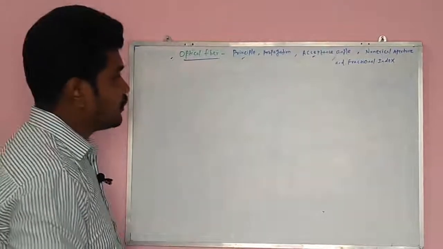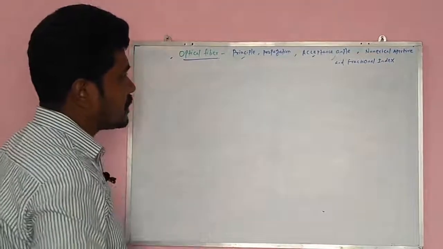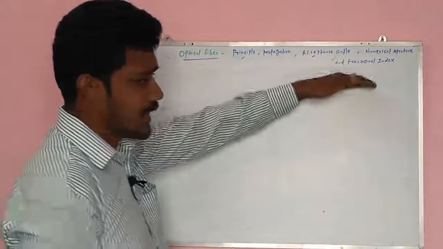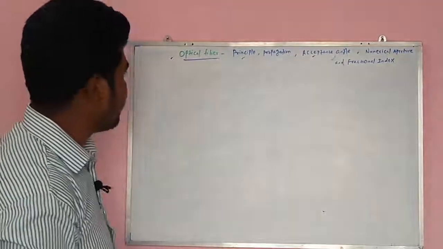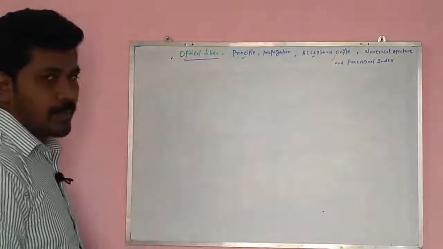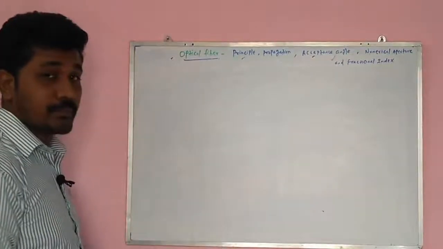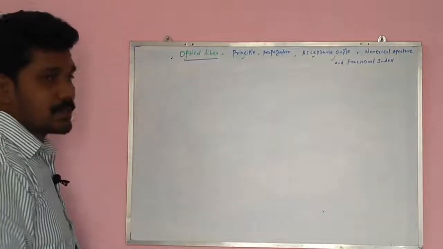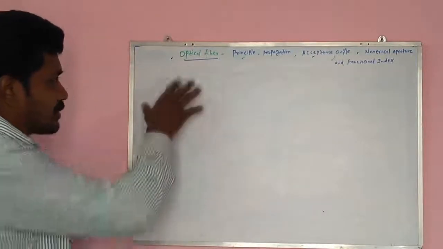Optical fiber: the basic principles, the propagation phenomena, obtuse angular numerical aperture, and fractional index, and how to find them. Basically, we know optical fibers are for communication purposes. They are a medium, a cable, for light propagation, that is, a transmission medium.